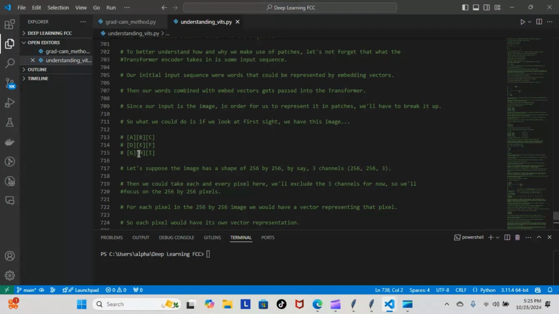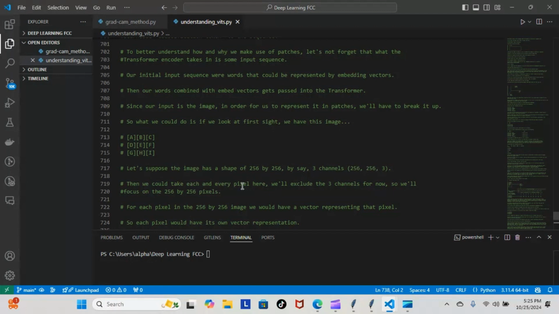Remember, this is supposed to be a whole image broken up into pieces or patches. As you can see, it's A, B, C, D, E, F, G, H, I. So just imagine these brackets are in here, and this was just one whole image from A to I. Let's suppose the image has a shape of 256 by 256 by, say, 3 channels. So we'd have 256 by 256 by 3.